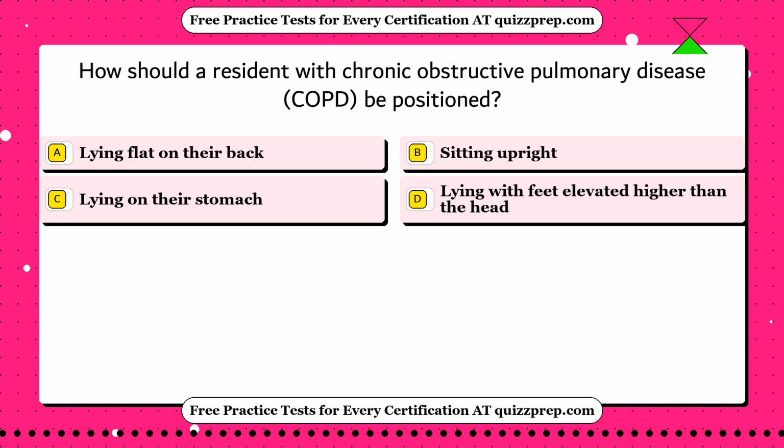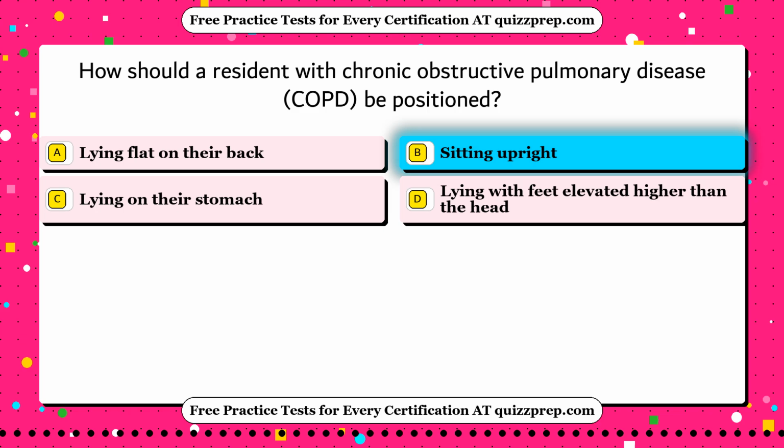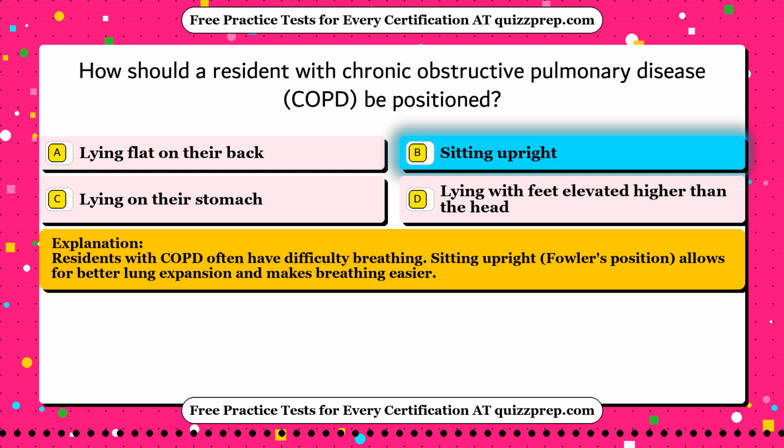Question 94. How should a resident with chronic obstructive pulmonary disease, COPD, be positioned? Option A, lying flat on their back. Option B, sitting upright. Option C, lying on their stomach. Option D, lying with feet elevated higher than the head. The correct answer is option B, sitting upright. Residents with COPD often have difficulty breathing. Sitting upright, Fowler's position, allows for better lung expansion and makes breathing easier.